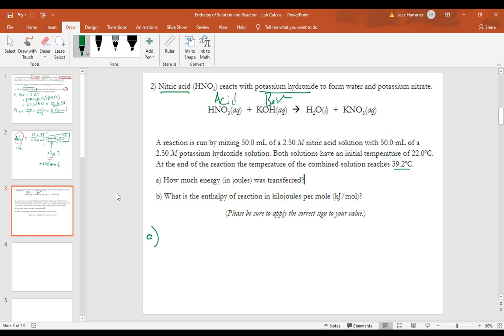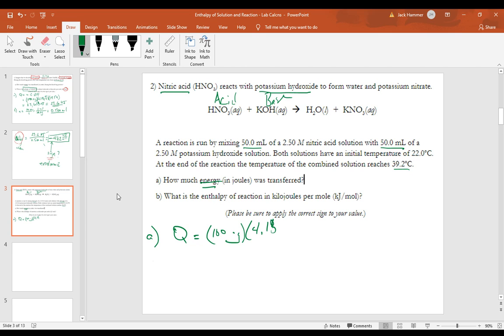Okay, so part A, how much energy was transferred? Let's see if we can figure out the mass value. What was the mass of the total solution after they were combined? Well, you have 50 milliliters of the acid and 50 milliliters of the base. And since we're assuming that these solutions have densities very close to the density of water, we'll assume 1 gram per mil. So we got 50 grams here, 50 grams there. Add those together, and you get 100 grams.